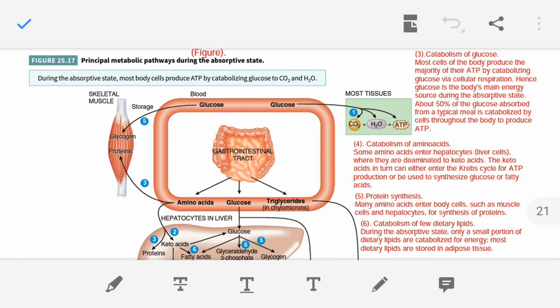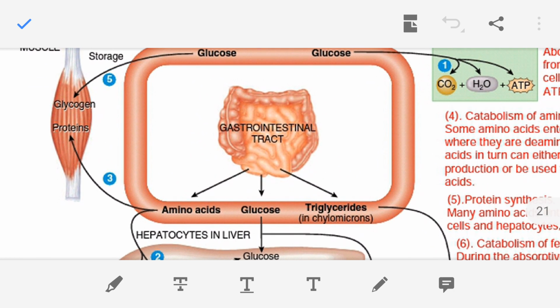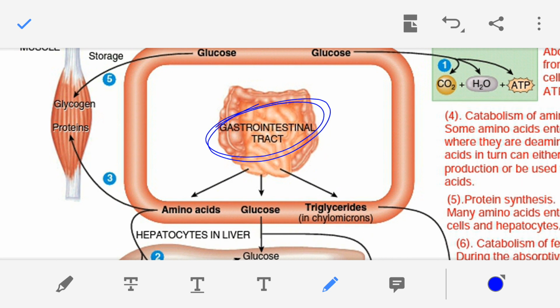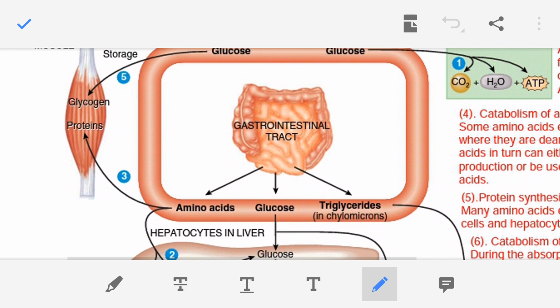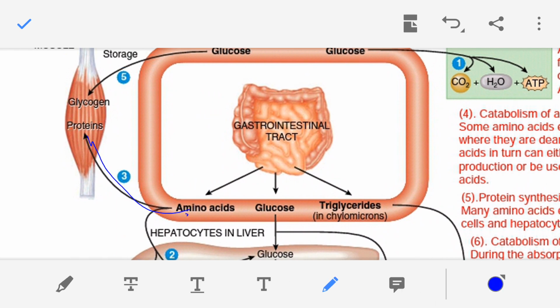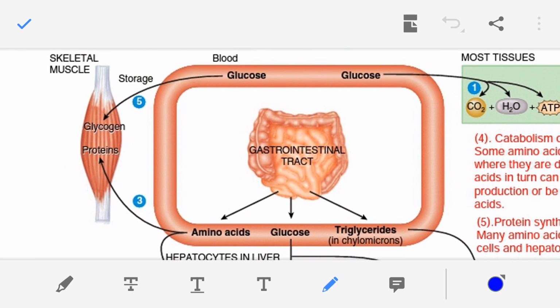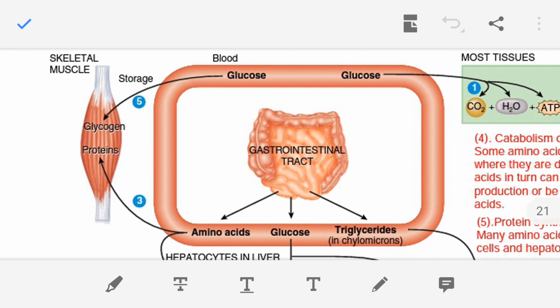Okay. So you see, this is the GI tract. Here is the amino acid, and from the blood, this amino acid enters into our muscle cell, and in the muscle cell, from the amino acid, proteins are synthesized. This is how the amino acids are assimilated in the muscle.